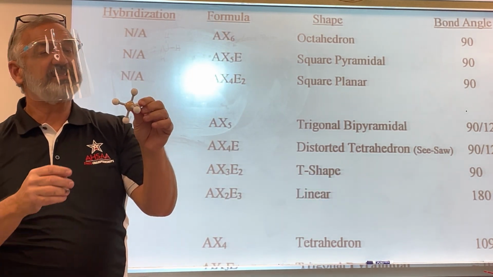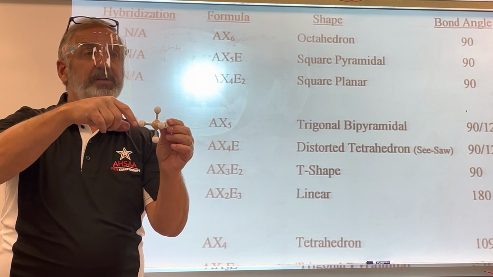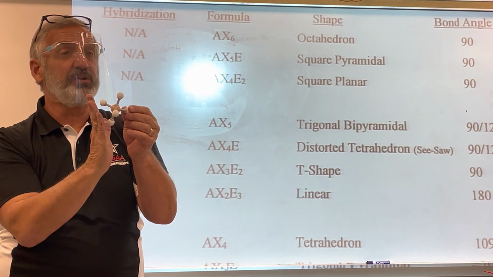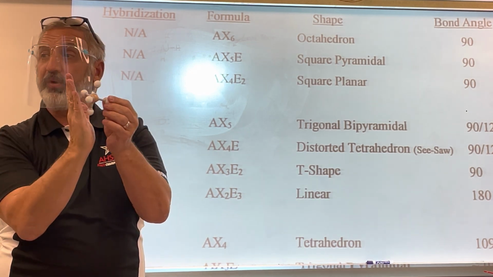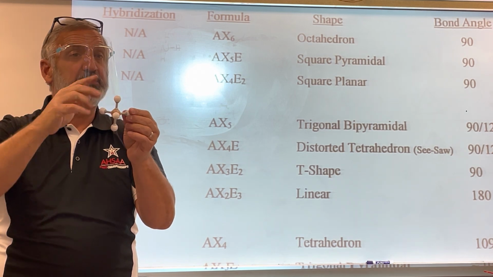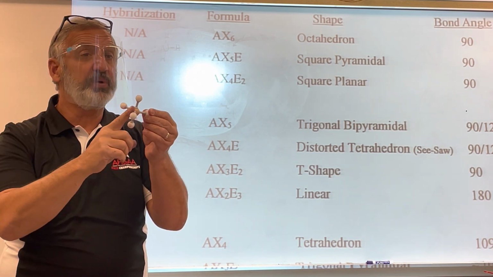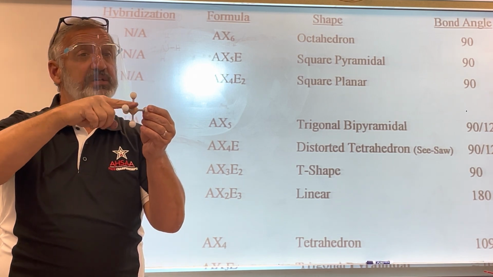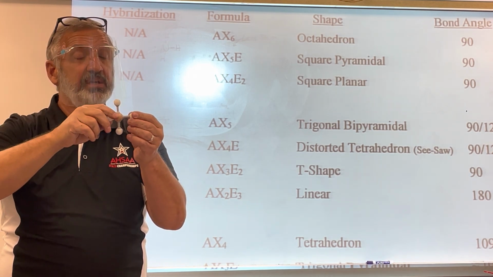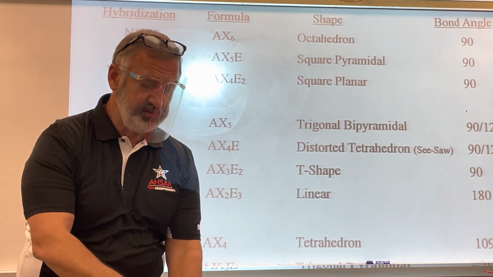Okay? This is called a trigonal because it's a triangular base, bipyramidal because there's 2 pyramids, one on top, one on bottom. Trigonal bipyramidal. Now the bond angle in here is 120 degrees, but this bond angle is 90 degrees. Now, one of them's a lone pair.